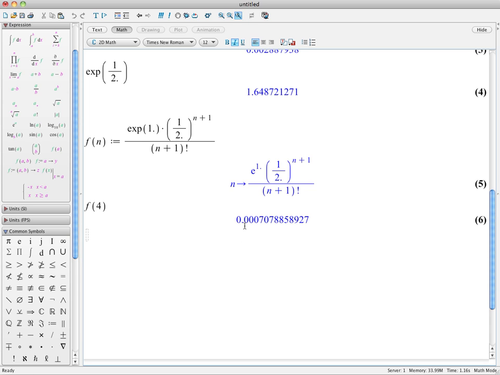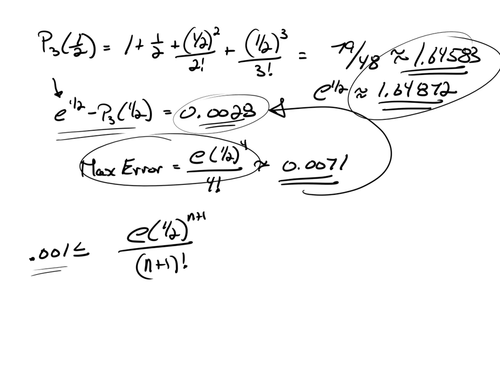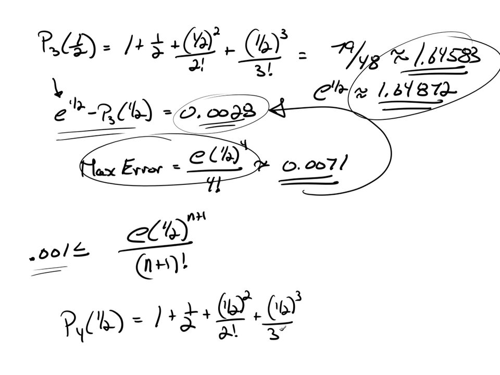So if I wanted to increase this accuracy tremendously with this function, all I really need to do is go out and add one more term to it, which would be the fourth polynomial at 1/2, which is 1 plus 1/2 plus 1/2 squared over 2 factorial plus 1/2 cubed over 3 factorial. That's what we use for our estimate, plus one more term, 1/2 to the 4th over 4 factorial. And with the addition of just that one term, we really dramatically decreased our error.